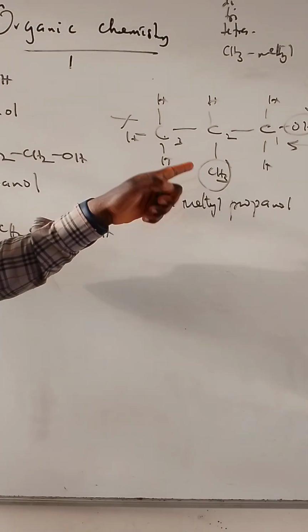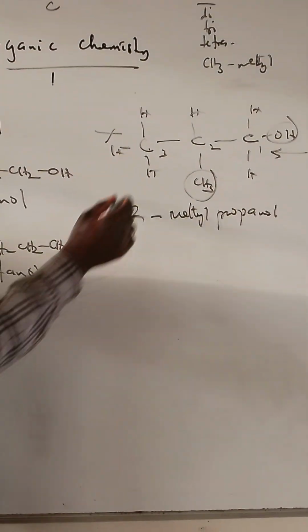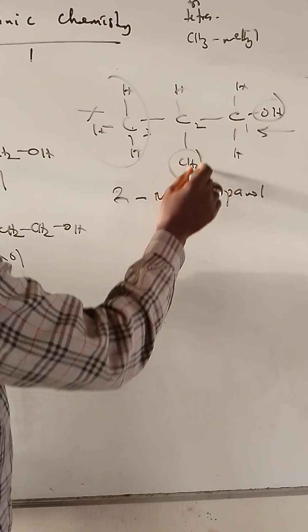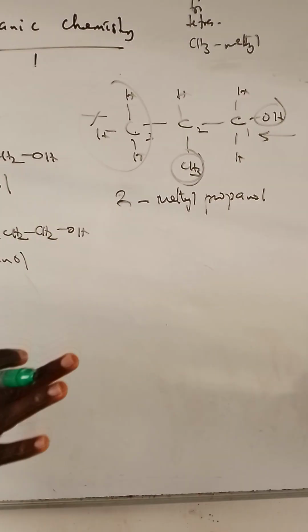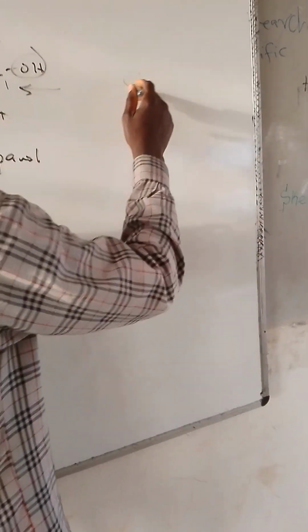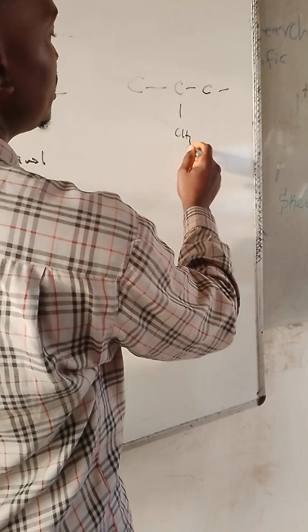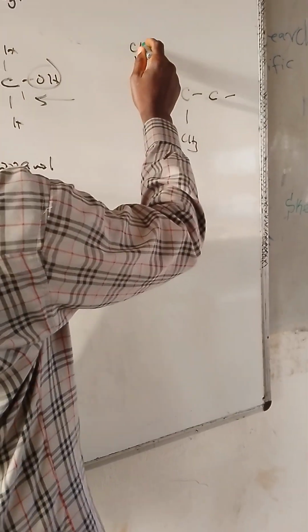And is this primary, secondary, or tertiary alcohol? Automatically it's secondary alcohol. Why? Because it contains 2 alkyl groups, CH3 and CH3. Let's now digress and talk about tertiary alcohol. Tertiary alcohol must have 3 alkyl groups. We have the CH, the CH, the CH. Here is the CH3, then here we have the CH3.